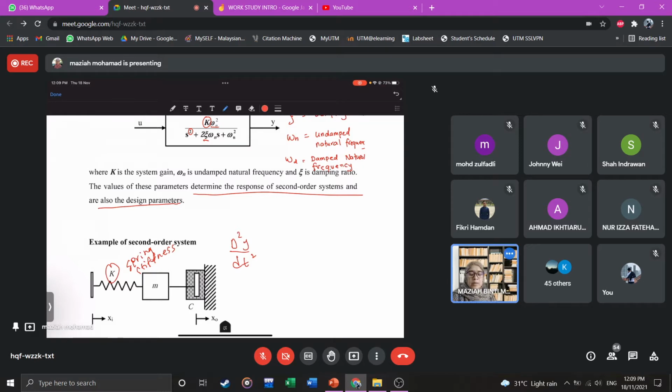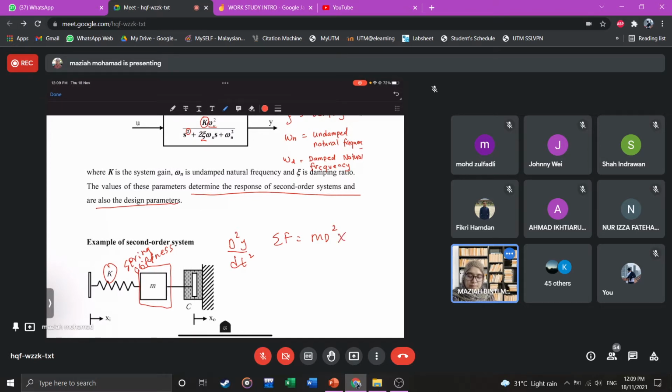What else? dy per dt, d square y per dt square. So here we have m. That's why we have the summation of force equal to m d square x per dt square. All right, so that is the example for the second order.